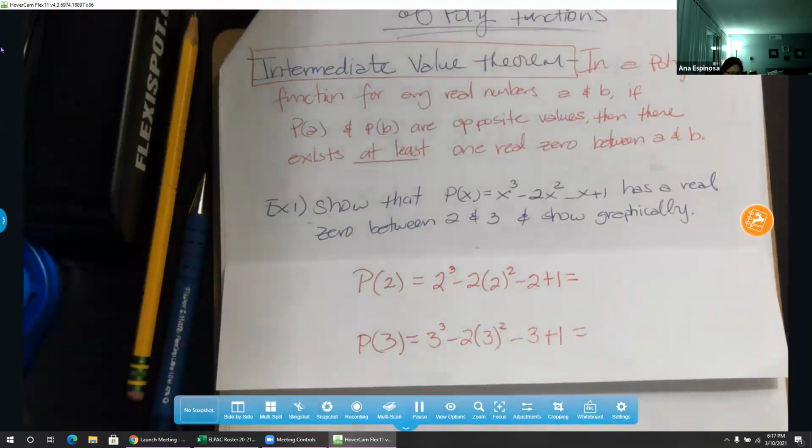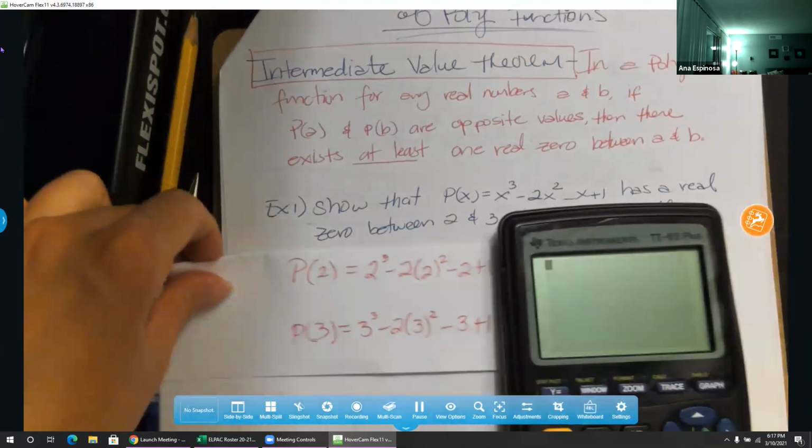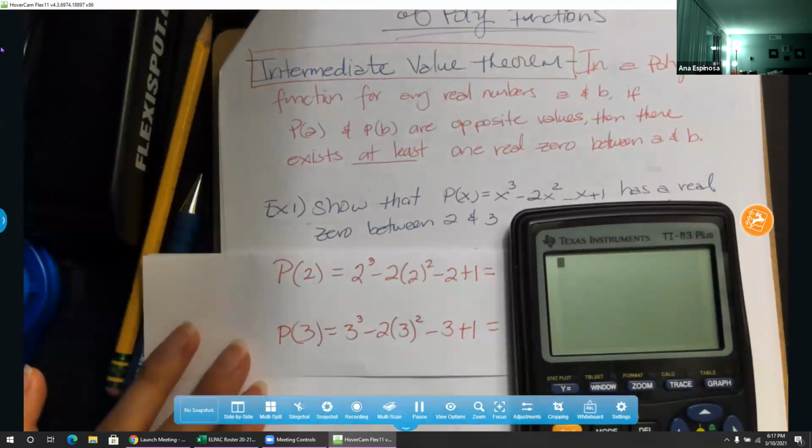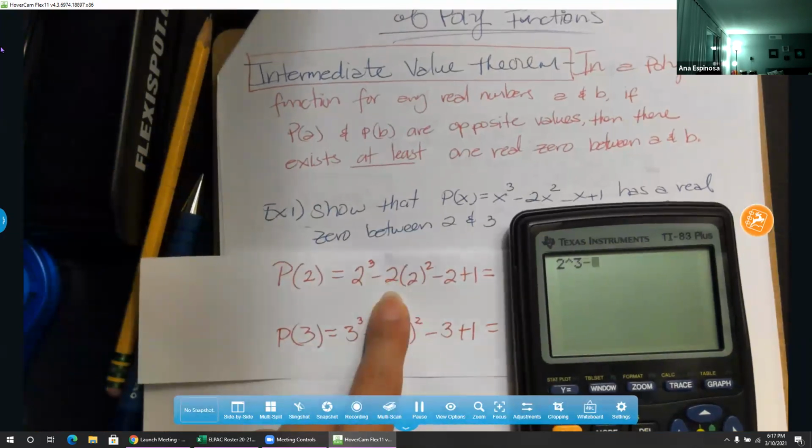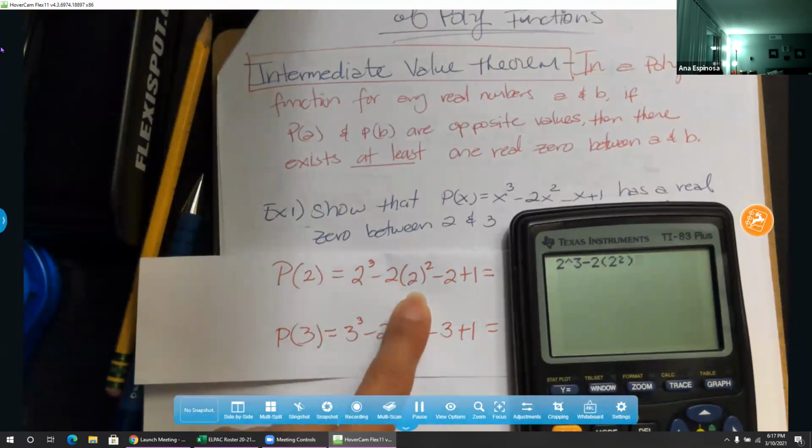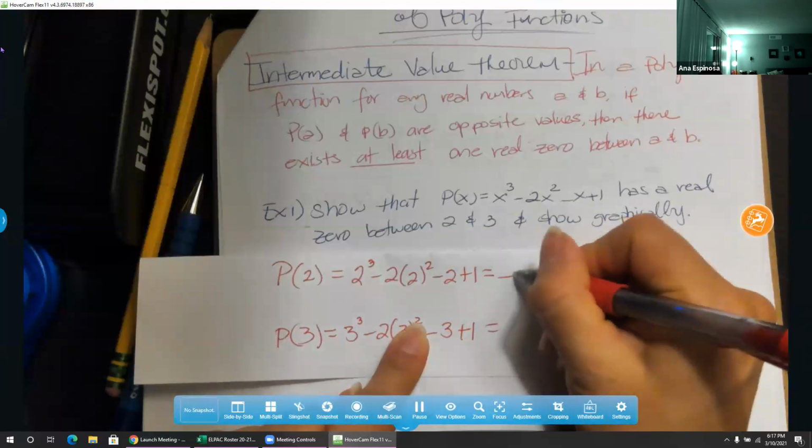Now you don't have to sit there and do this complicated math. You can just plug it in straight into the calculator. You can do 2 cubed. You can just write it all out. Minus 2, left parentheses. That's the nice thing about these fancy calculators, that you can basically do it all. Parentheses squared minus 2 plus 1. You can do the whole thing. That's a -1.